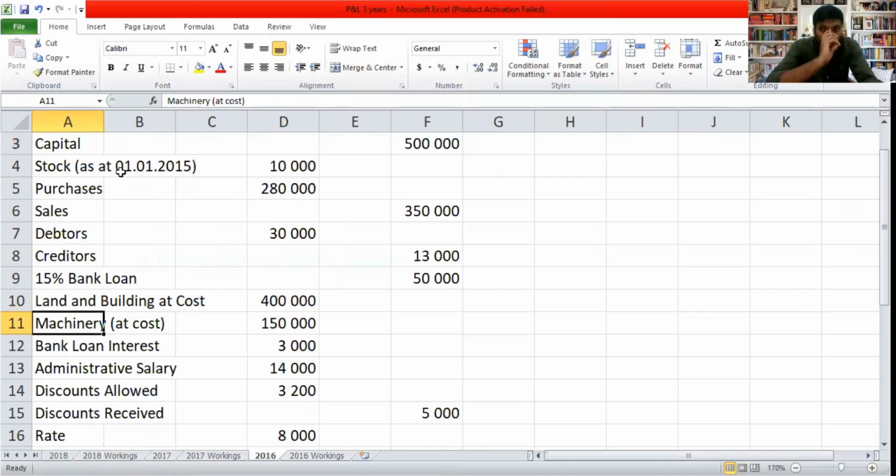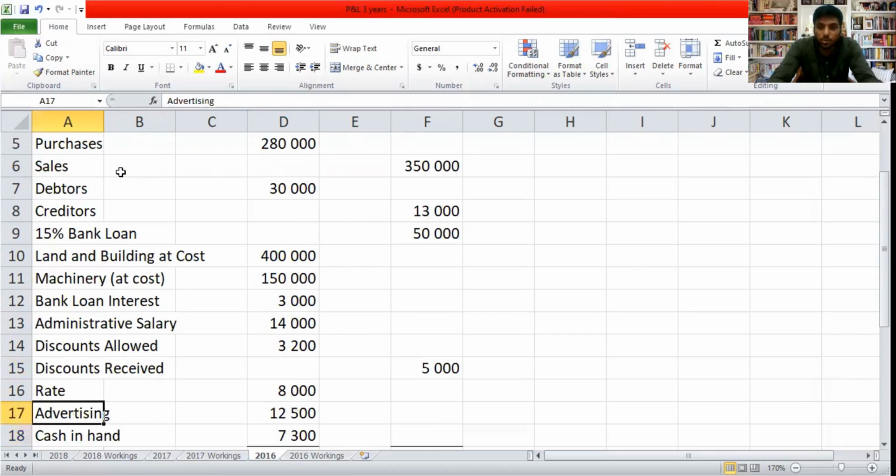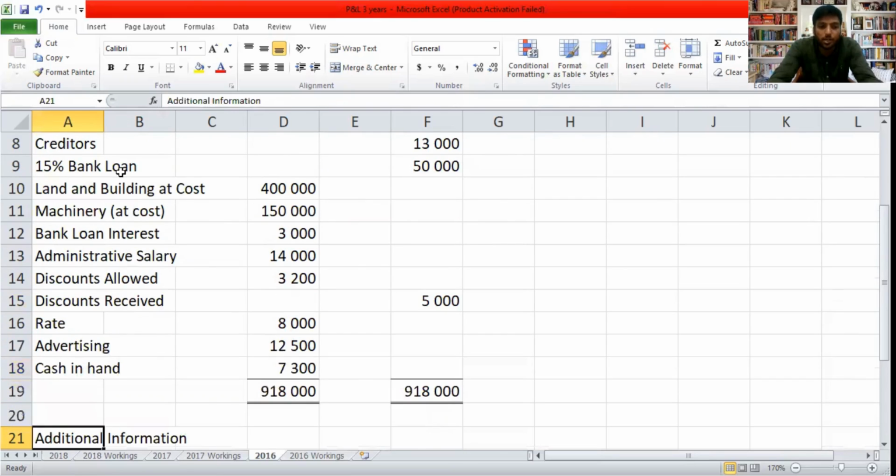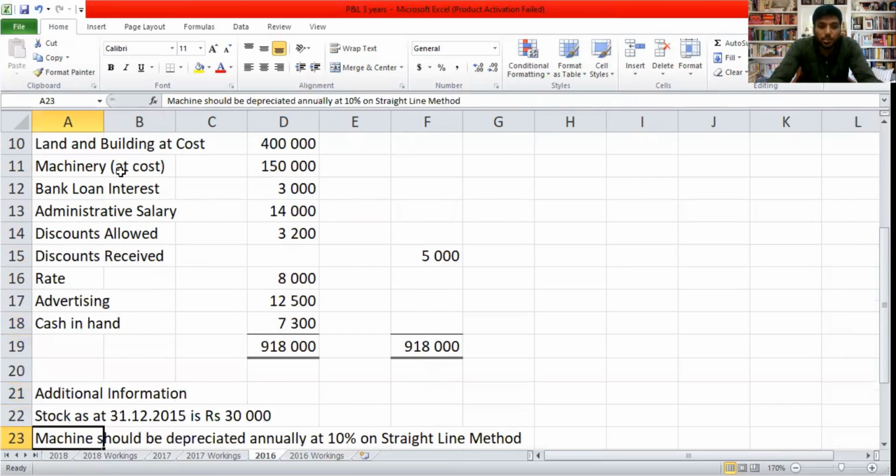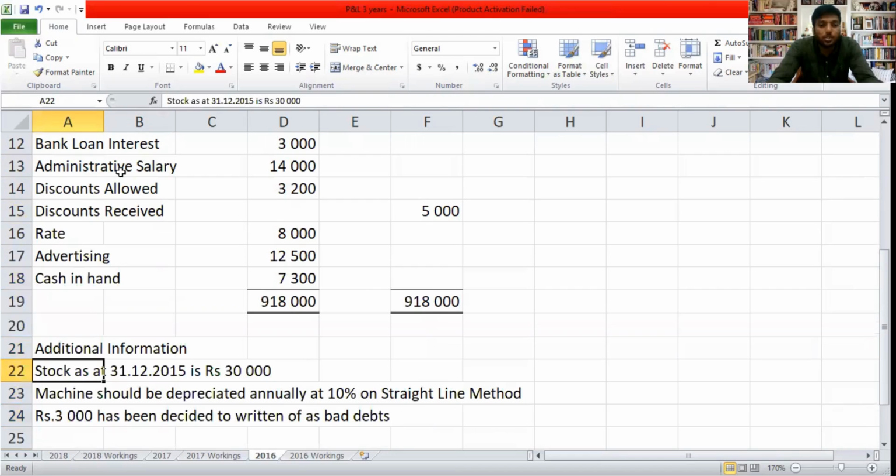So we need to leave a line. Then non-current asset. Machinery at cost 150,000. Bank loan interest 3,000. Administrative salary 14,000. Discount allowed 3,200, discount received 5,000, rates 8,000, advertising 12,500, and cash in hand 7,300. Additional information they have given you: stocks as at 31st 12 2015 is 30,000. So this is the closing stock.